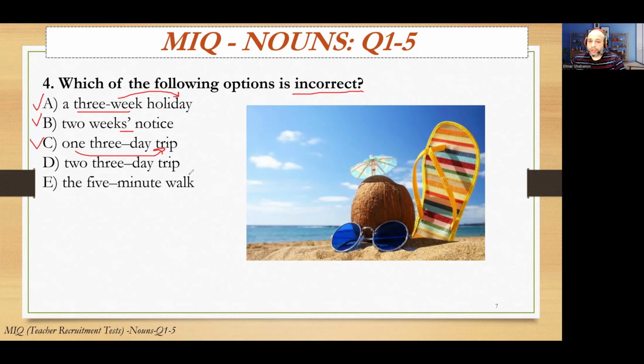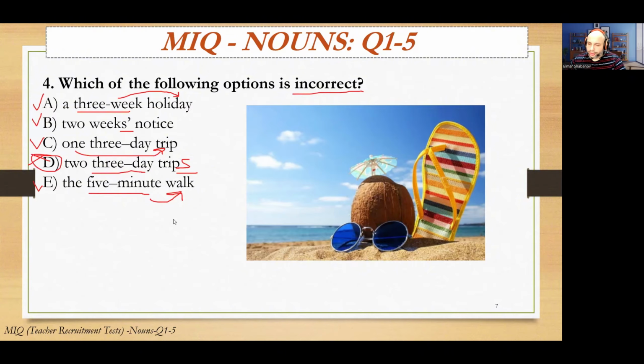2 3-day trips. 3 days used correctly here, but it's in the plural, 2, so it should be 2 trips. So this is wrong. The 5-minute walk, also this is fine. It functions as an adjective, defining walk. So this is correct. So the wrong option here is D. I need to select D here.